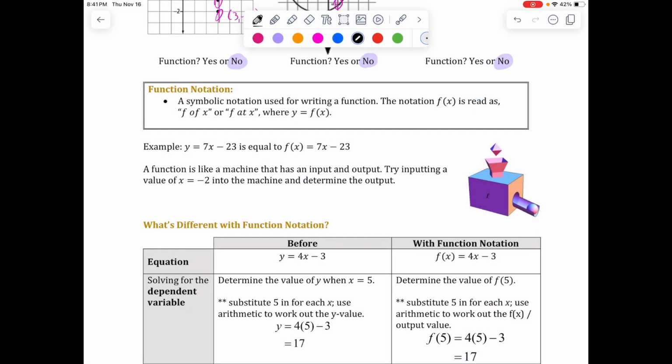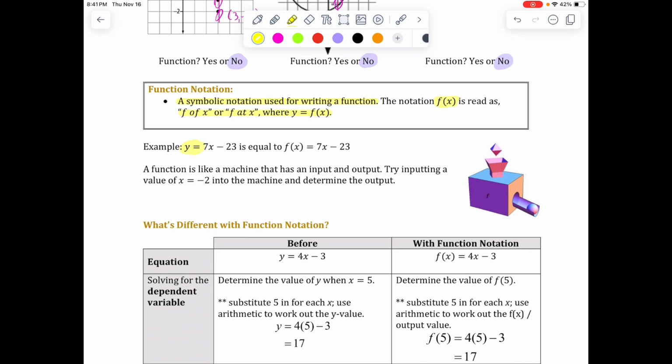Okay, so the next part is function notation. And that's new for Math 10. I don't think you would have seen that in grade 9. But function notation, as defined here, says a symbolic notation used for writing a function. The notation f of x is read as just that, f of x or f at x, where y equals f of x. So what does that really mean?